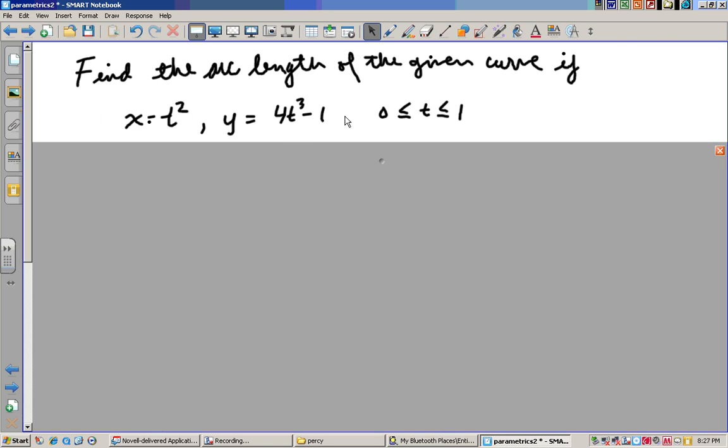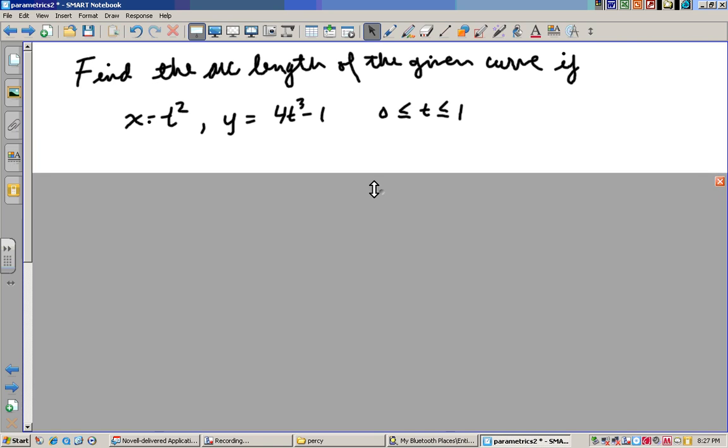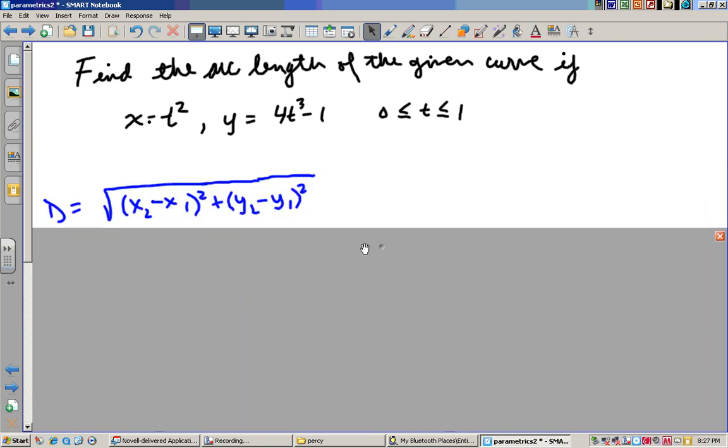So the question is: find the arc length of the given curve if you have a parametric equation where x is t squared and y is 4t cubed minus 1, in the arc length from when t is 0 all the way to 1. So we're going to walk through the process again really quickly and then how to do this problem. The first thing is, since this is arc length, this is based on the distance formula, which you all know.